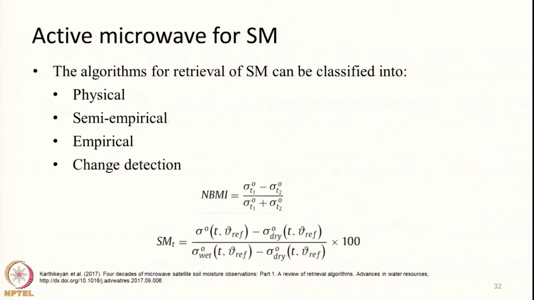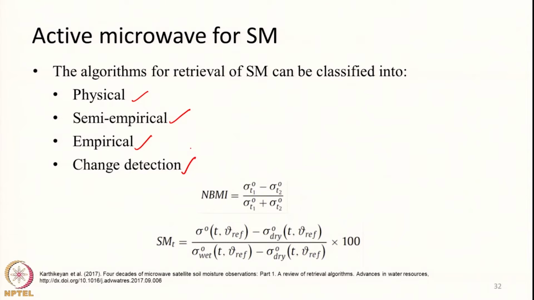So, the different classes of algorithms available for the retrieval of soil moisture can be classified as physical models, semi-empirical models, empirical models, and change detection methods. Physical models use physics-based equations relating backscatter coefficient to dielectric constant, and then relating dielectric constant to soil moisture. So, these are physical equations.